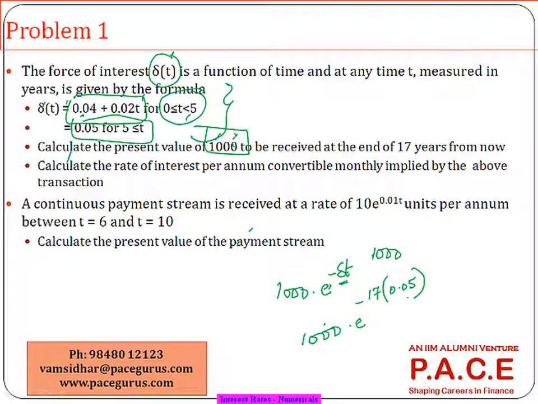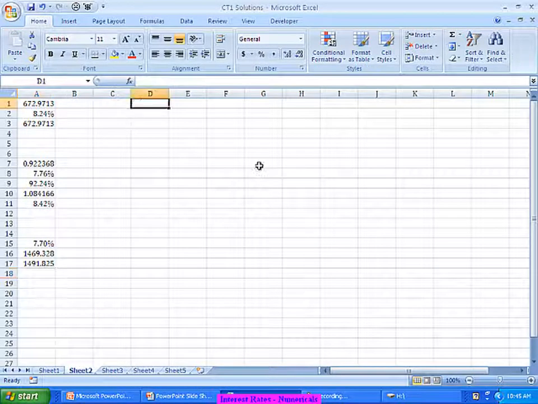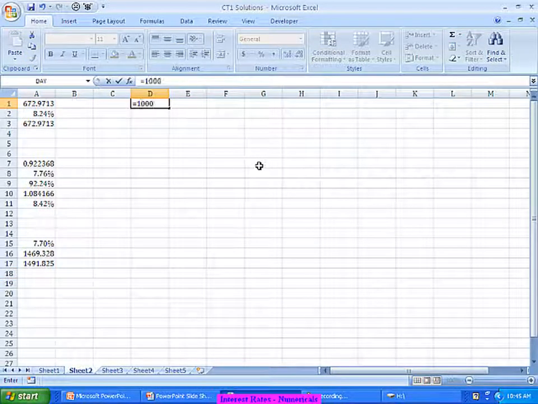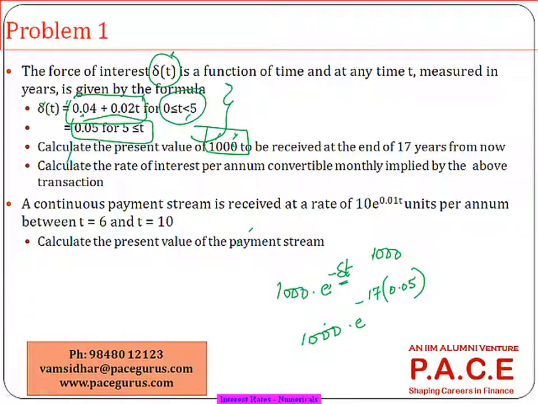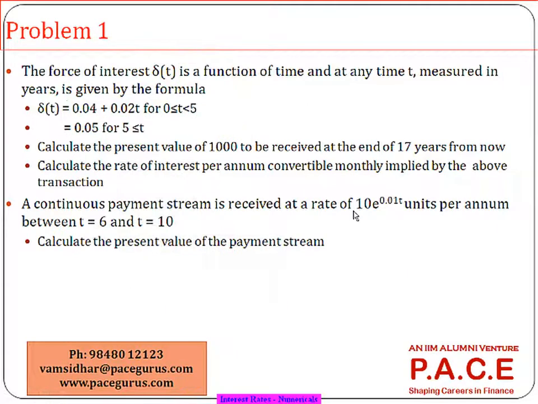Let's see this. If it had been the same 5% across, then the present value would have been 1000 into e power minus 17 times 5%. So typically it would have been around 427. If I deposit 427 and get around 5% per annum, continuously compounded, that would boil down to 1000 at the end of 17 years.